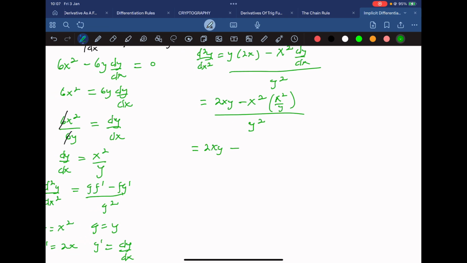Now if we multiply this by this, we have x to the fourth over y squared, which can be written as 2xy over y squared minus x to the fourth over y squared.